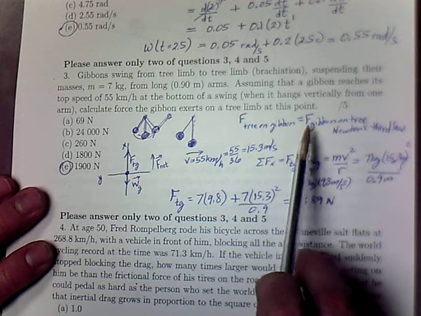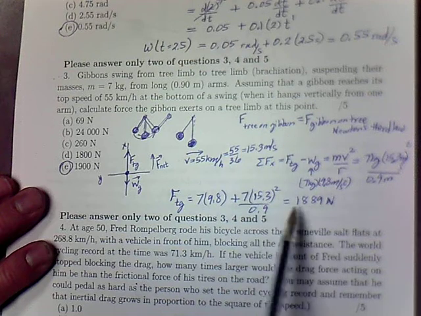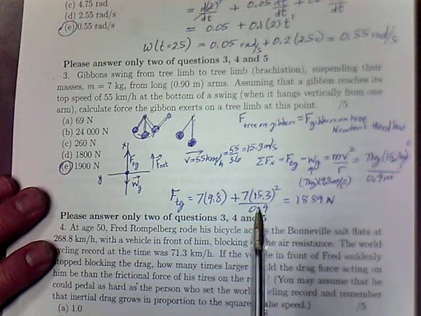And so because the force of the gibbon on the tree is equal to the force of the tree on the gibbon, the force of the tree on the gibbon being 1900 newtons, the force of the gibbon acting on the tree is 1900 newtons as well.